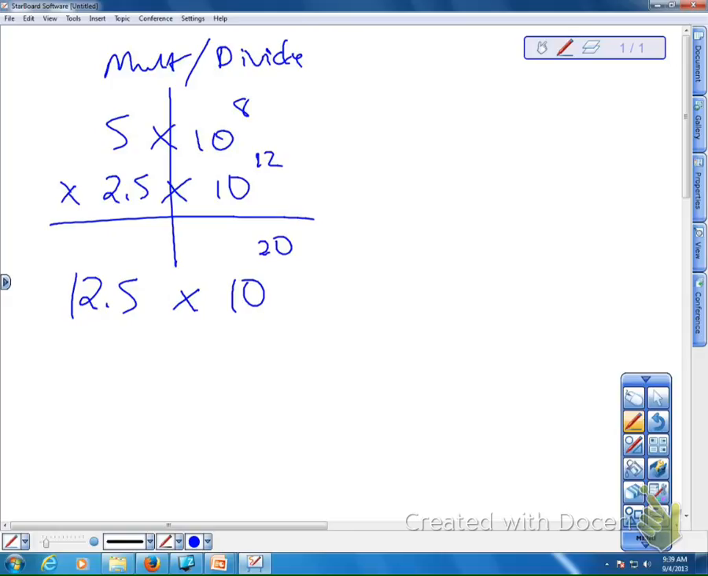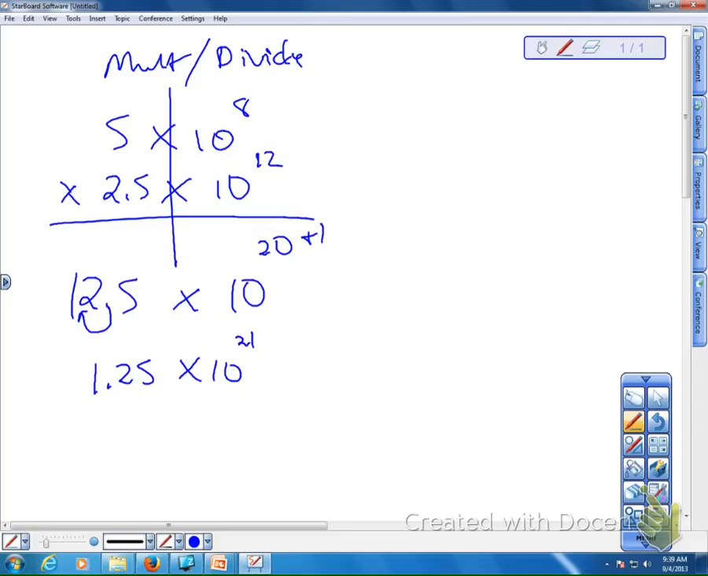Way easier, way faster. Just make sure before you quit that you put the decimal in the proper place for scientific notation. I went left 1. Left is getting bigger, so add 1. Our final answer is 1.25 times 10 to the 21st.